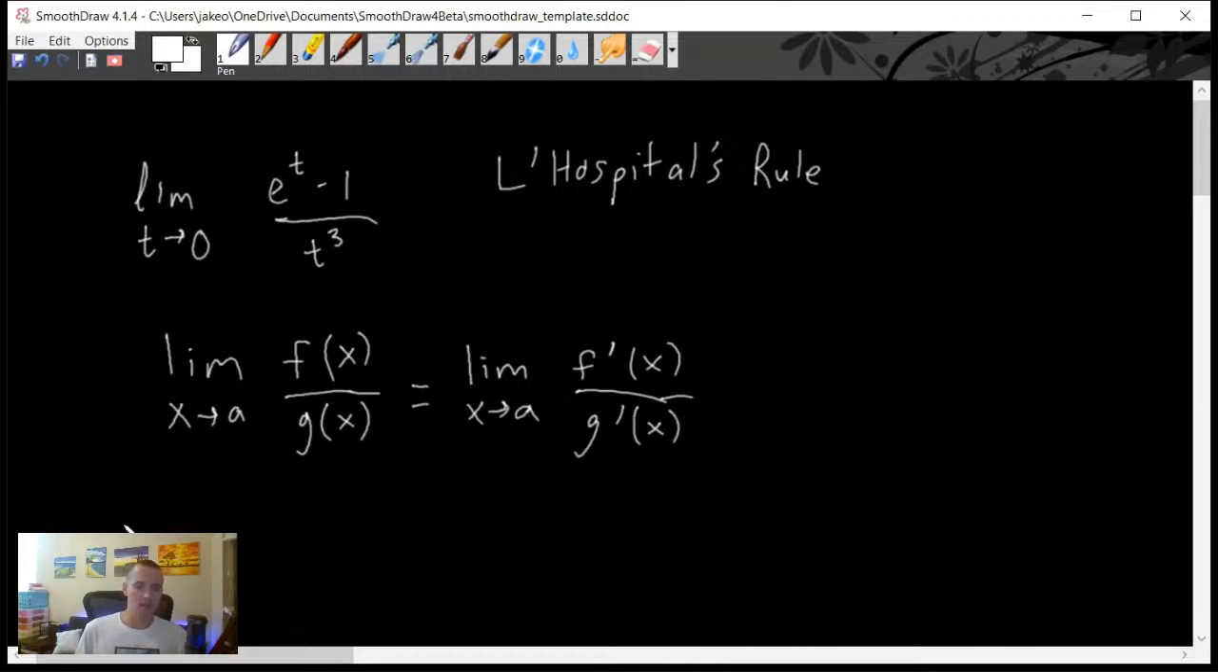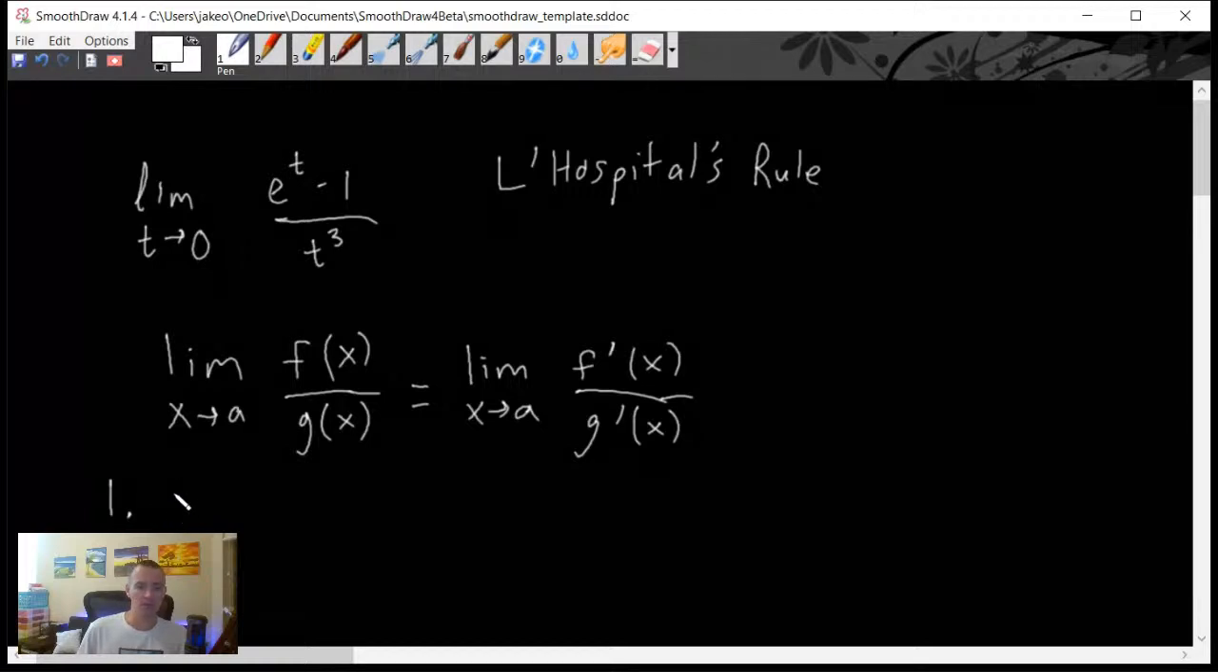So the conditions that need to be met, there are going to be 2 of them. And whenever you're thinking about applying L'Hôpital's Rule, you always need to make sure that both of these conditions are met before you do it. Otherwise, you're going to get an incorrect result.